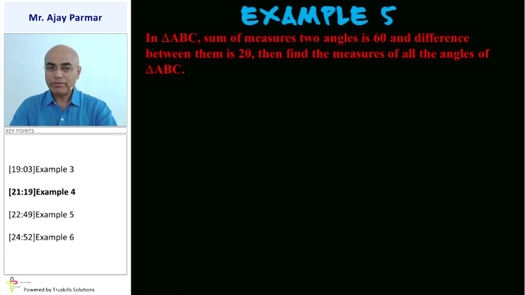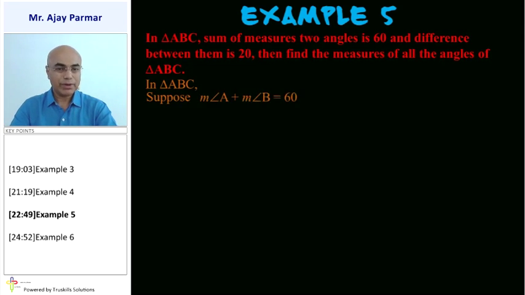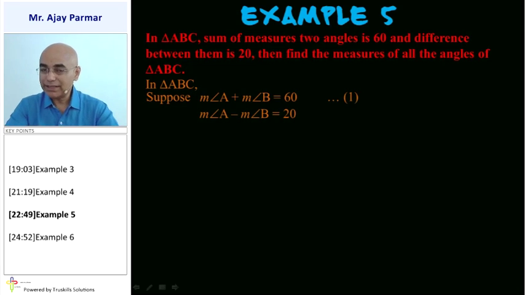In example number 5, for triangle ABC, the sum of measures of two angles is 60, whereas the difference is given to be 20. We are expected to find out all the angles of that particular triangle. So in triangle ABC, supposing measure angle A plus measure angle B, as given that sum is 60, we'll take it as 60. Whereas that difference is given to be 20. So measure angle A minus measure angle B is given to be 20.